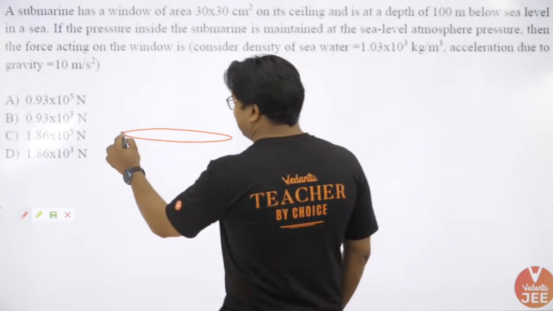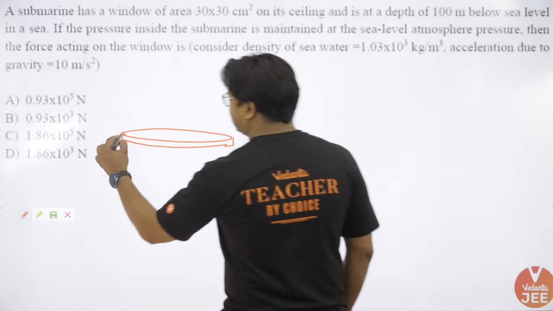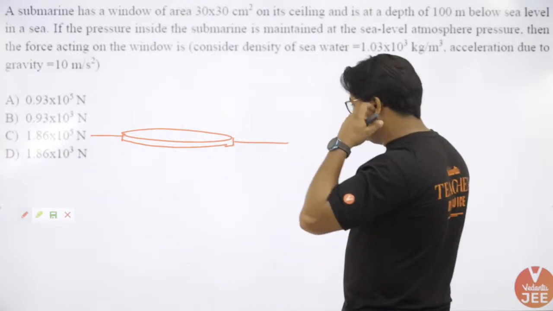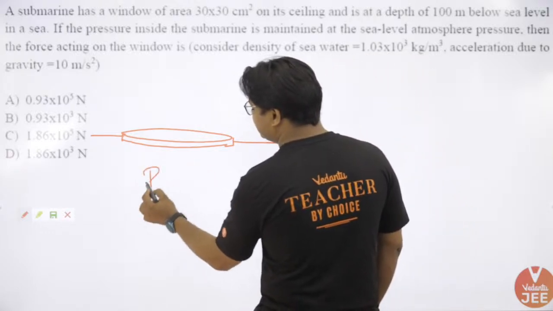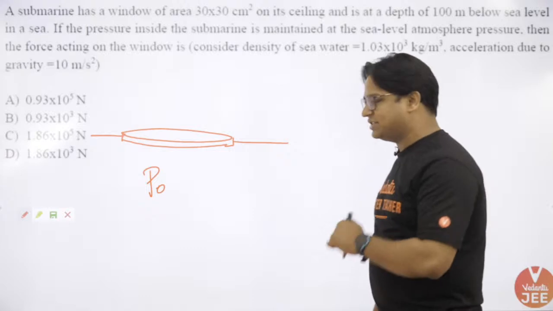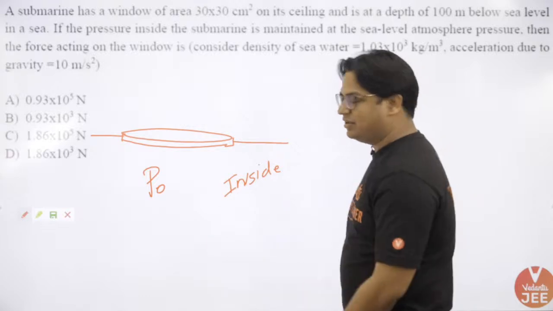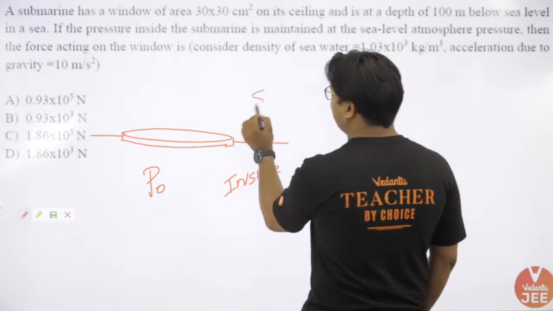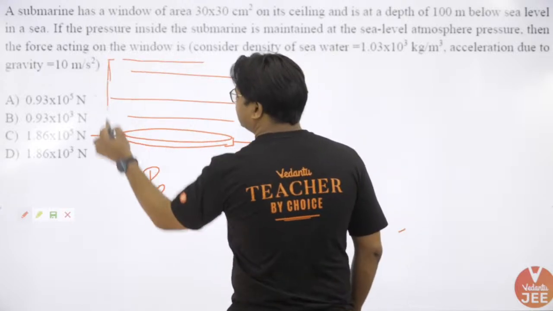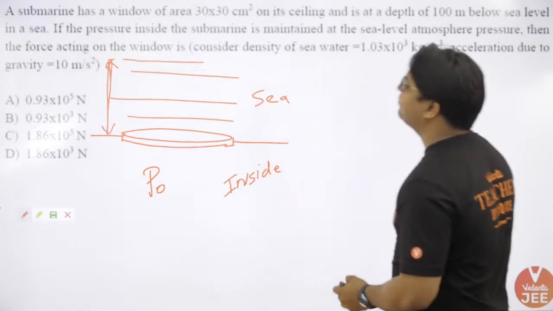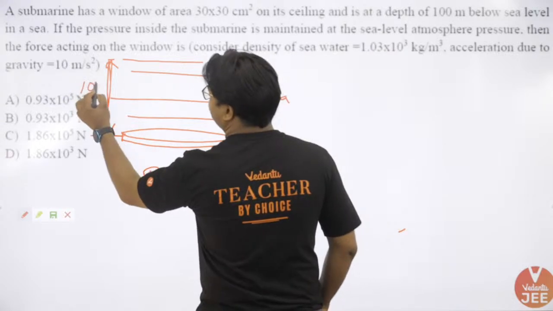I haven't seen one. So let's say there is a circular glass, and this is the boundary of the submarine. It need not be like that, the window can be a vertical window also. So inside there is pressure, which is atmospheric pressure. Let's say this is the inside of the submarine where the sailors and the commanders of the submarine are present, and this is the sea side, and this is water present here. And this height is given to be 100 meter.